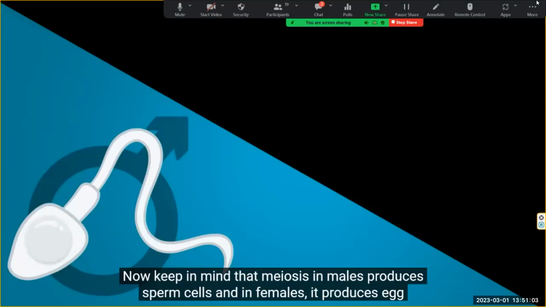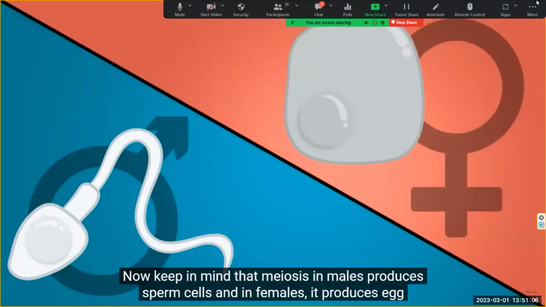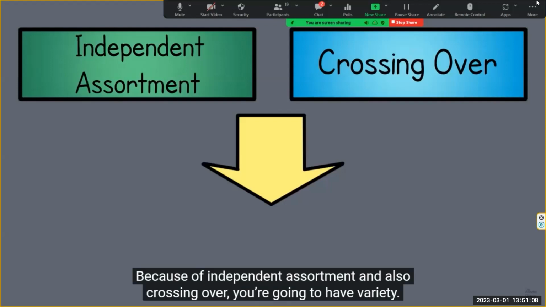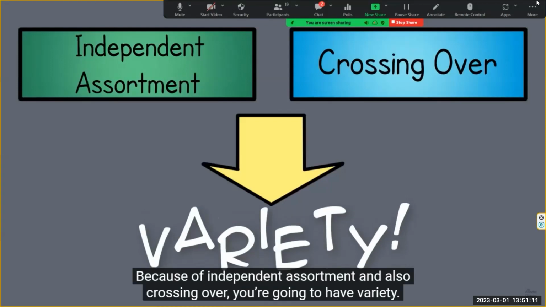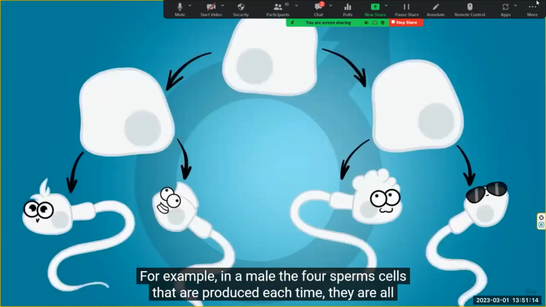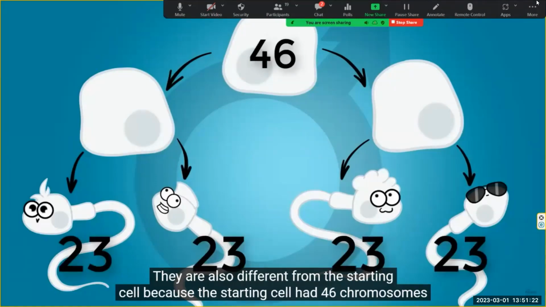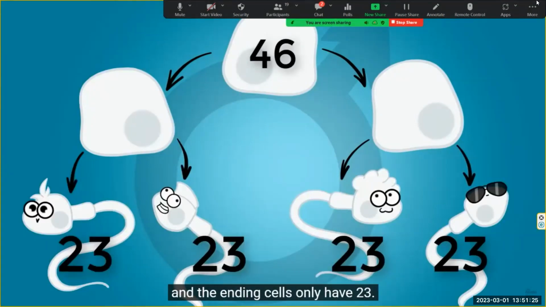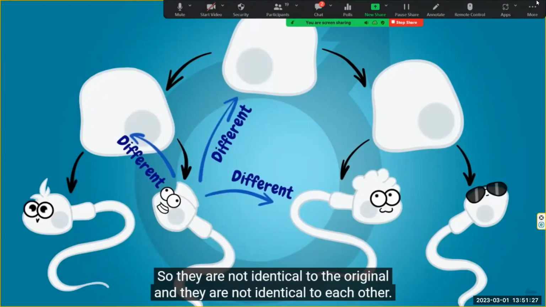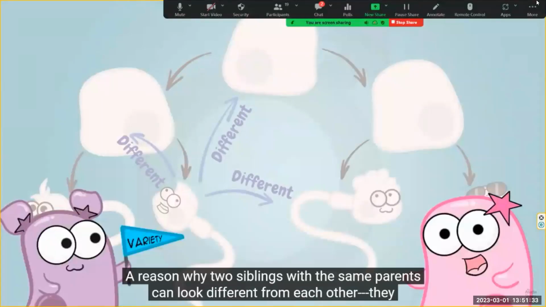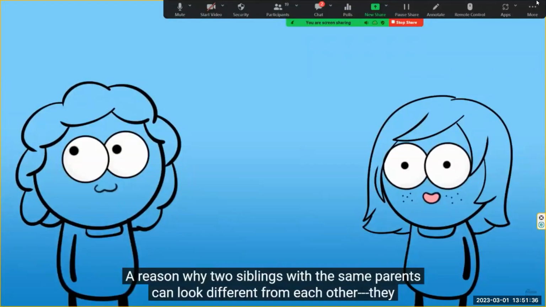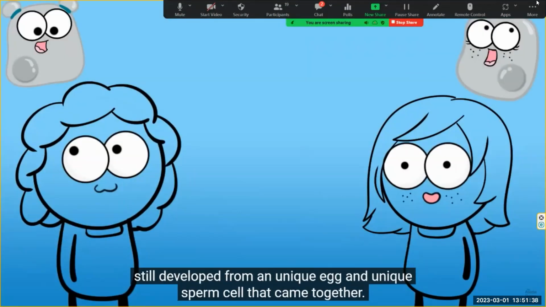Now, keep in mind that meiosis in males produces sperm cells, and in females it produces egg cells. Because of independent assortment and also crossing over, you're going to have variety. For example, in a male, the 4 sperm cells that are produced each time, they are all different from each other. They're also different from the starting cell because the starting cell had 46 chromosomes, and the ending cells only had 23. So they are not identical to the original, and they are not identical to each other. This is going to lead to variety, a reason why 2 siblings with the same parents can look different from each other. They still developed from a unique egg and a unique sperm cell that came together.